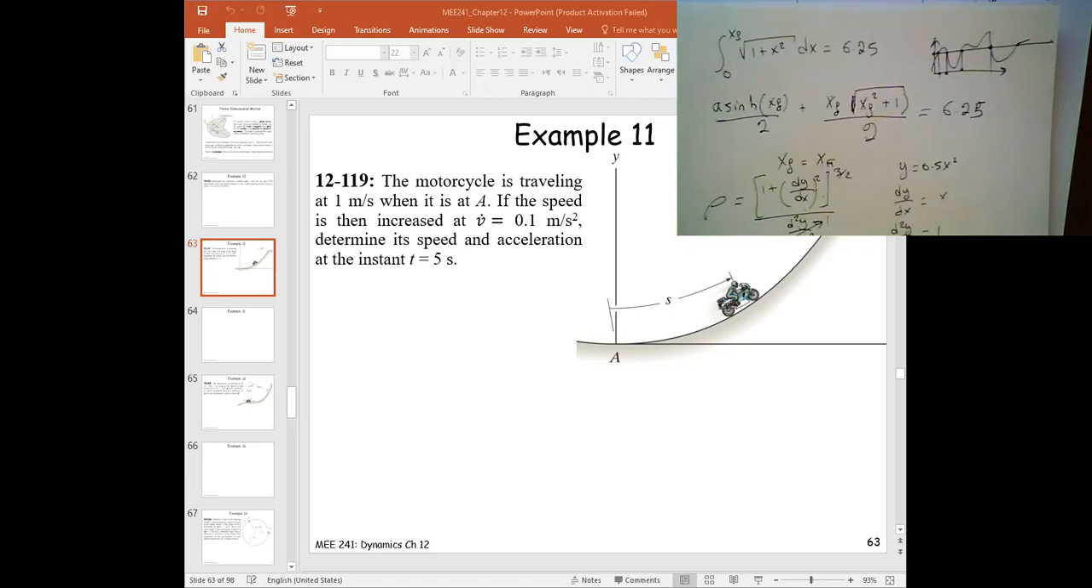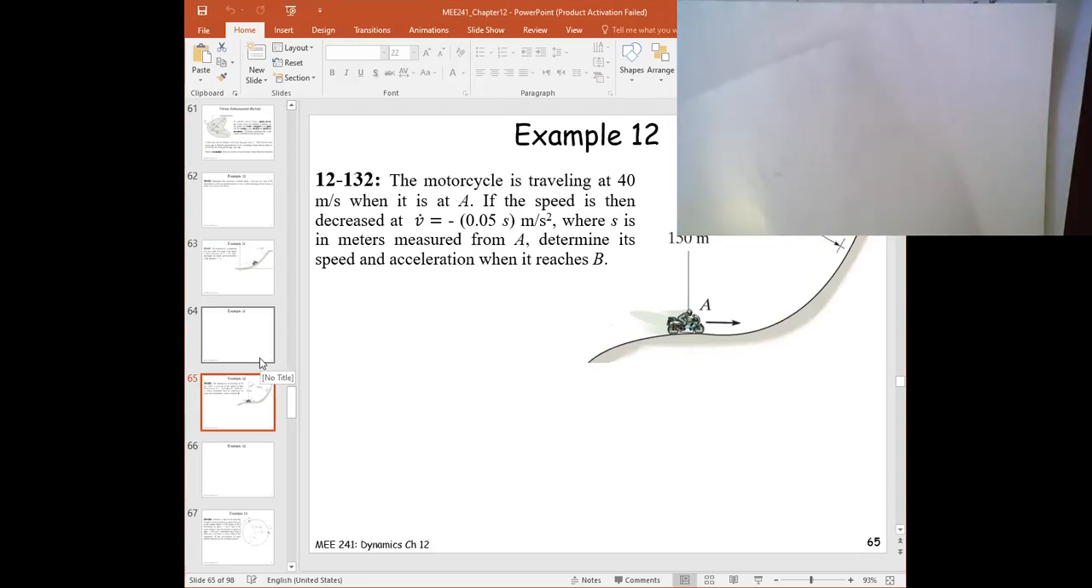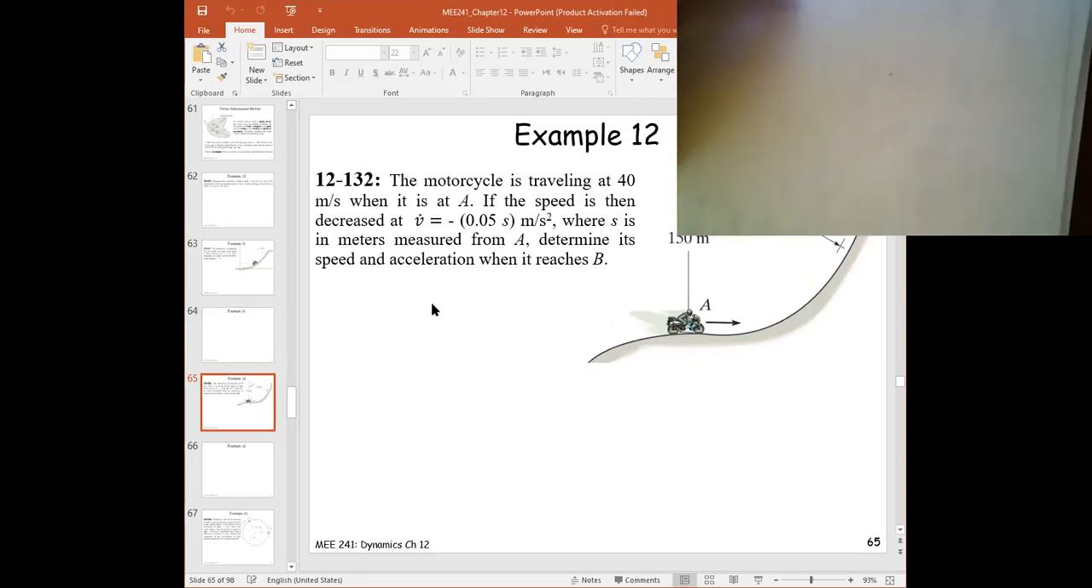Okay, guys, I'm going to solve another problem very quickly and we're going to wrap up soon today, so I can have time for office hours essentially. So let us quickly do example number 12.